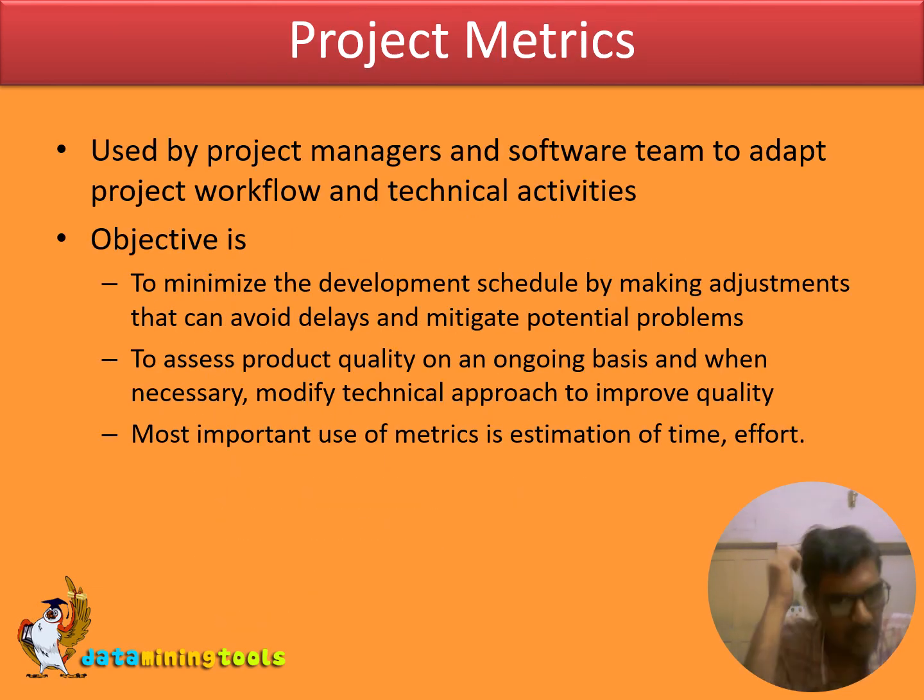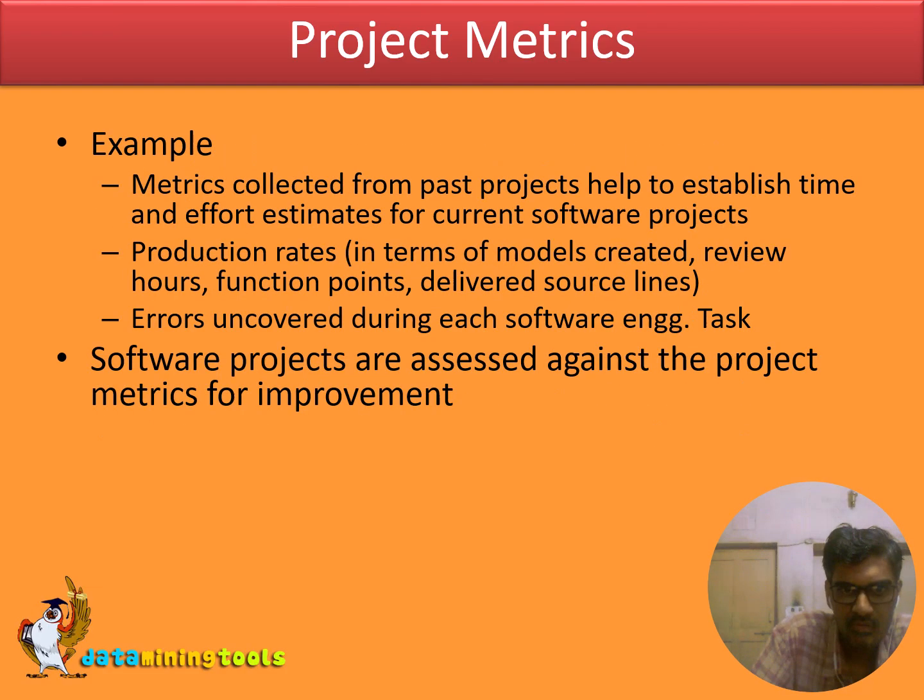Project metrics. Project metrics are used by project managers and software teams to adapt project workflows and technical activities. The objective of these metrics is to minimize the development schedule, assess product quality, and estimate time and effort. Next, an example for a project metric: metrics collected from past projects help to establish time, and these can be used to estimate efforts of the current project.